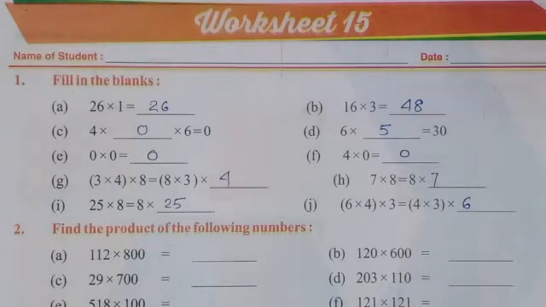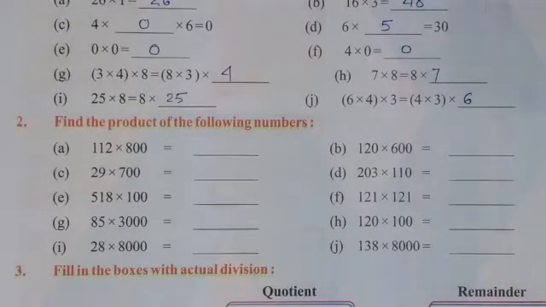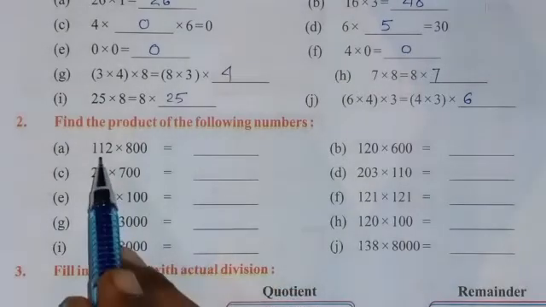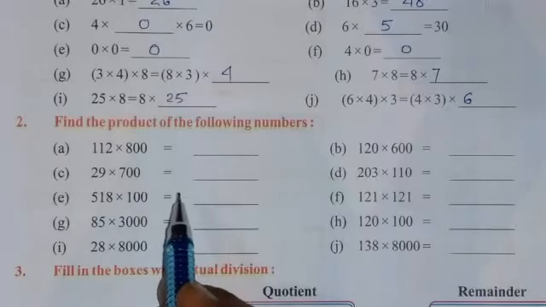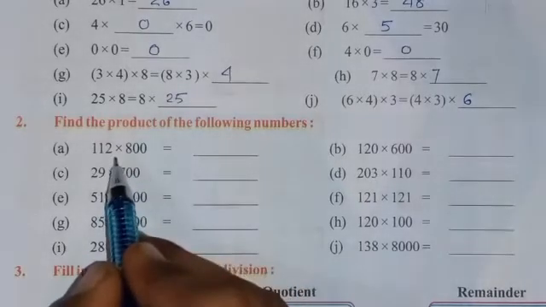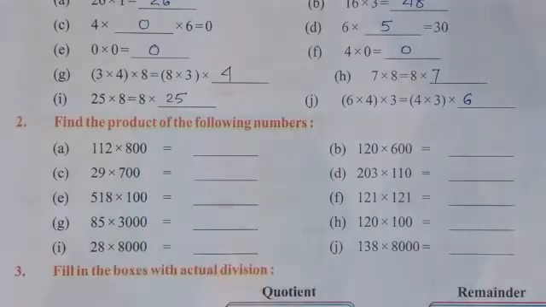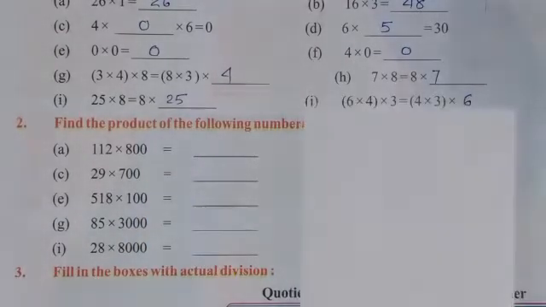Okay students, see the next question, number second, and question number second says, find the product of the following numbers. So we have to multiply these numbers and write the answer here. Okay students, so start multiplying. If we multiply these two numbers, as you all know how to multiply the numbers, you have learned in the previous classes. Only one I am going to solve, to tell you how to multiply.